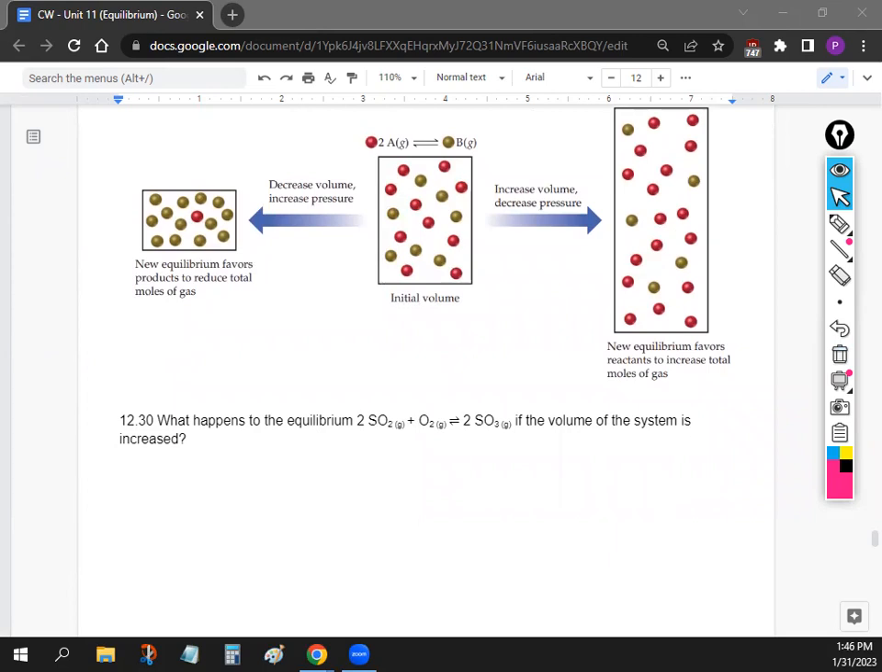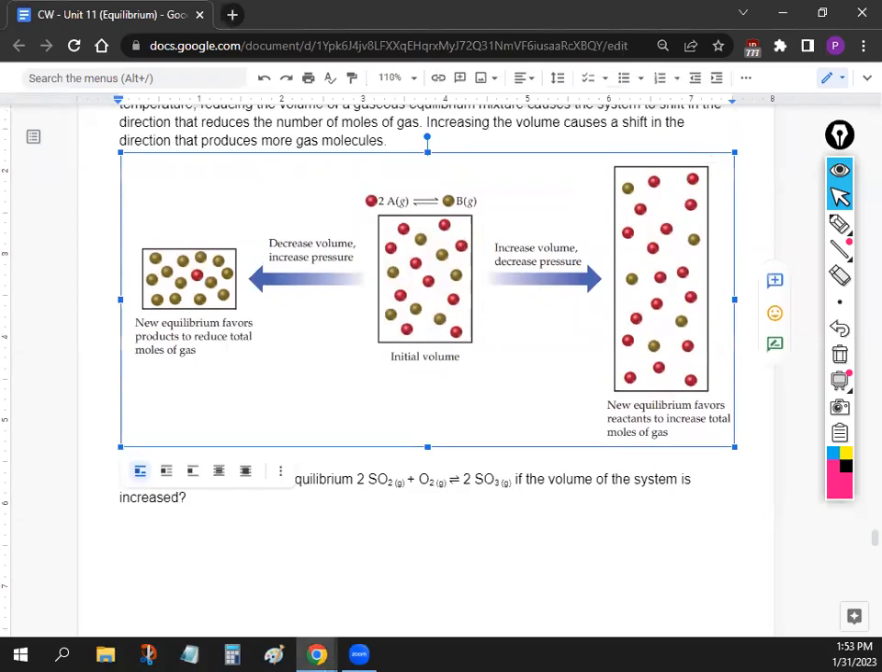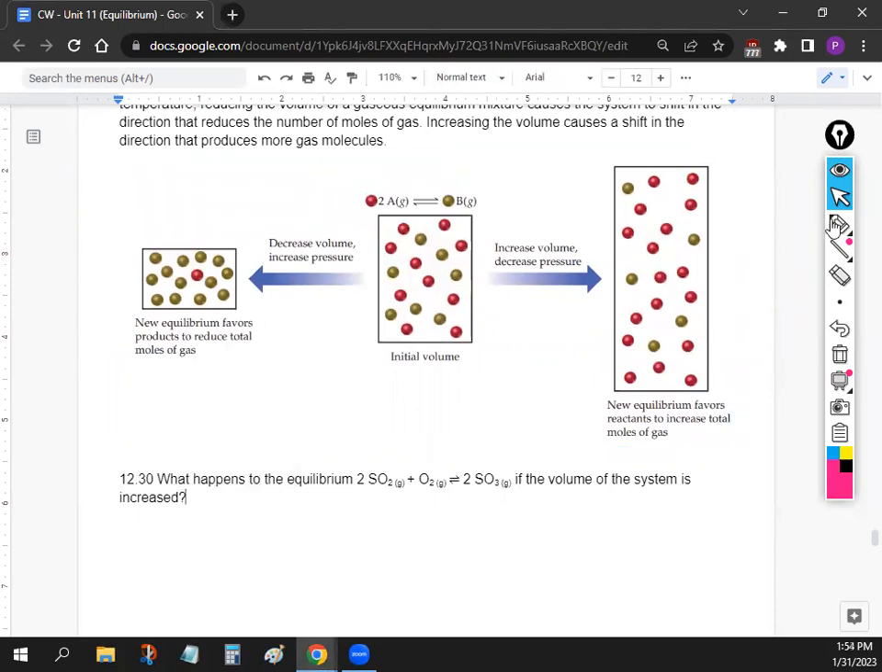I will give you guys about a minute to do this. Shouldn't be too bad. Again, just answer the question as is and then write a quick justification. Okay, 12.30. So here, if you increase the volume, so we want to think about this system. If we increase the volume, what happens to the pressure? Yeah, it's going to decrease in pressure. So if the system decreases in pressure, which way does it have to shift in order for the pressure to increase?